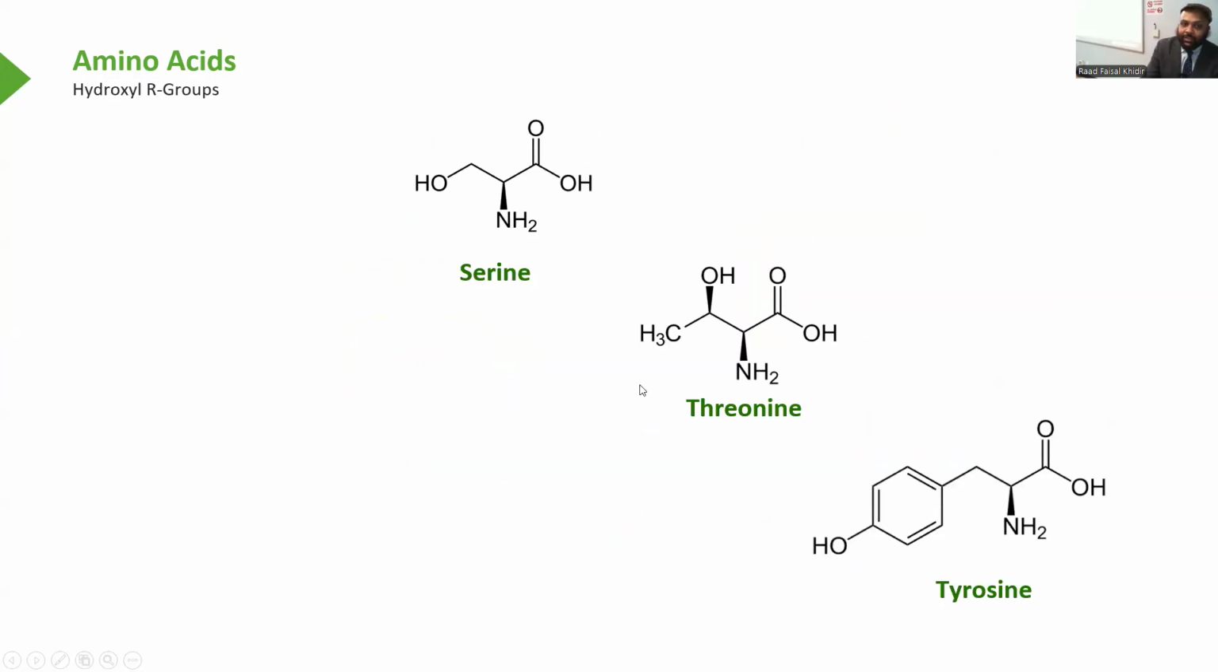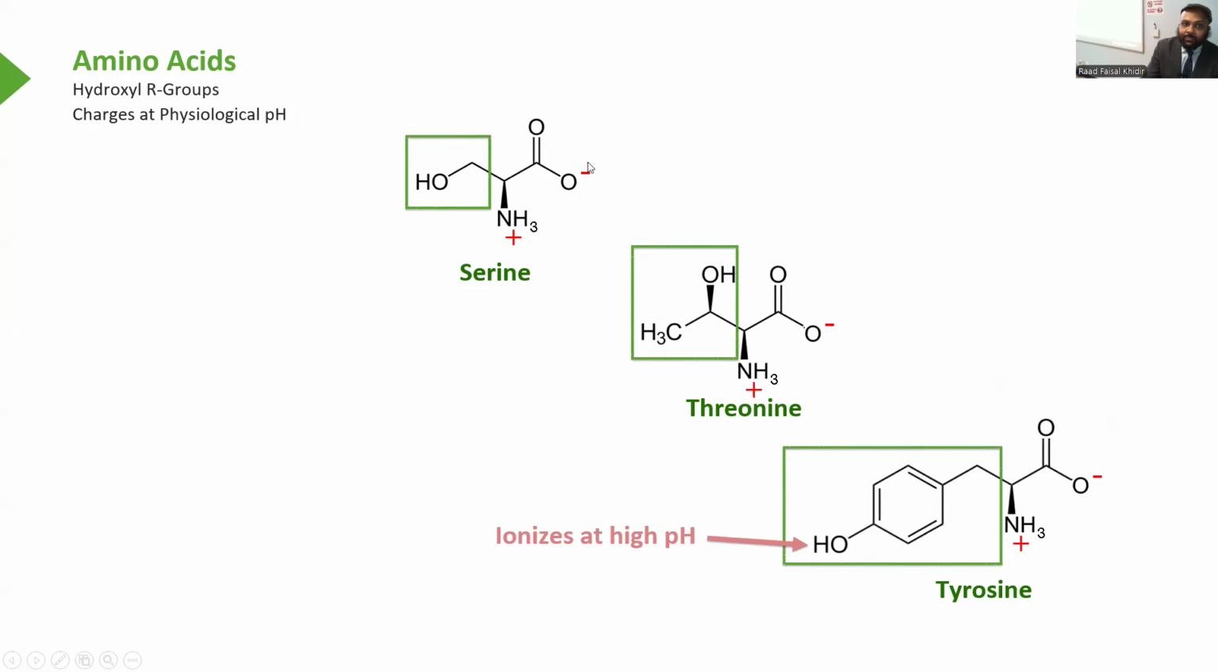Look at serine, threonine, and tyrosine. The carboxylic and amino terminals are both going to cancel out, but serine has a hydroxyl group. Is the hydroxyl charged? No, so that's neutral. Serine is neutral, threonine is neutral, and tyrosine is also neutral.